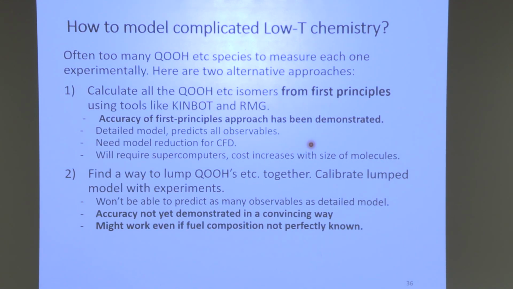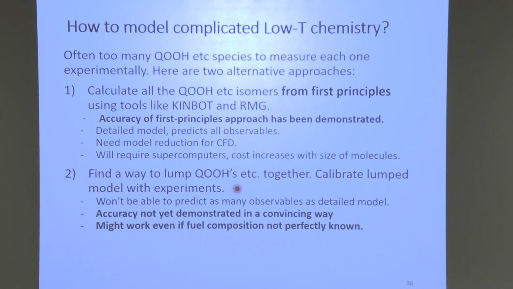All right. So if you want to do this for a complicated fuel, you have to compute all the hydroperoxide isomers that you can form from the fuel. And you can compute them with RMG or Kinbot and do quantum calculations. And this is okay. It's when the molecules get too big that this gets to be very painful. But for the smaller ones like pentanes and stuff, this is fine.